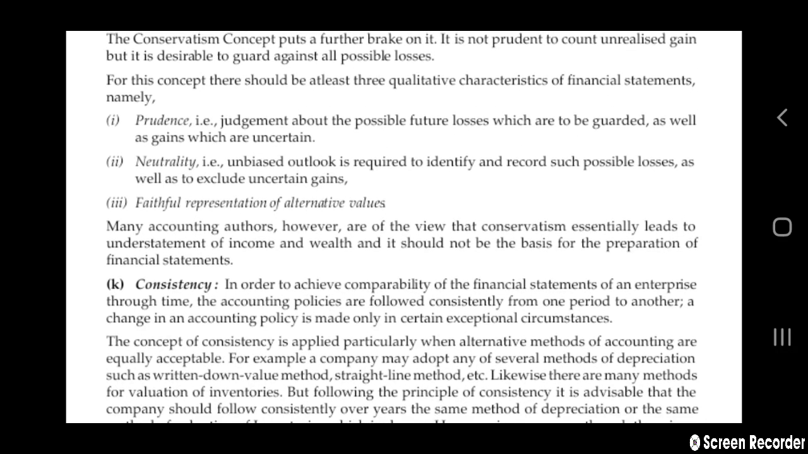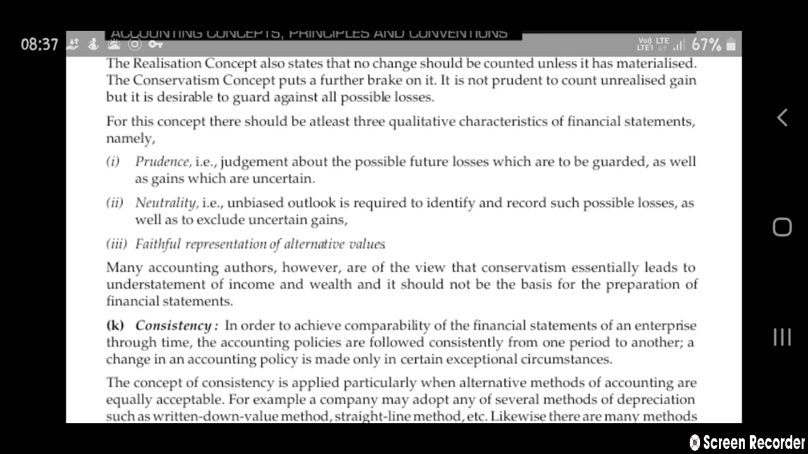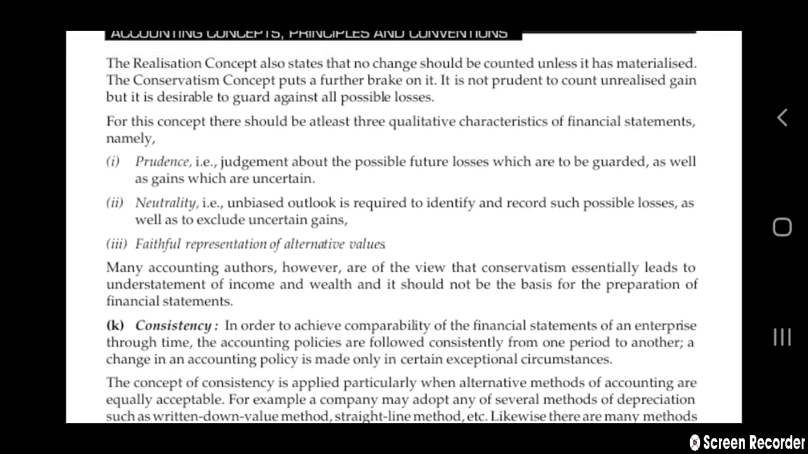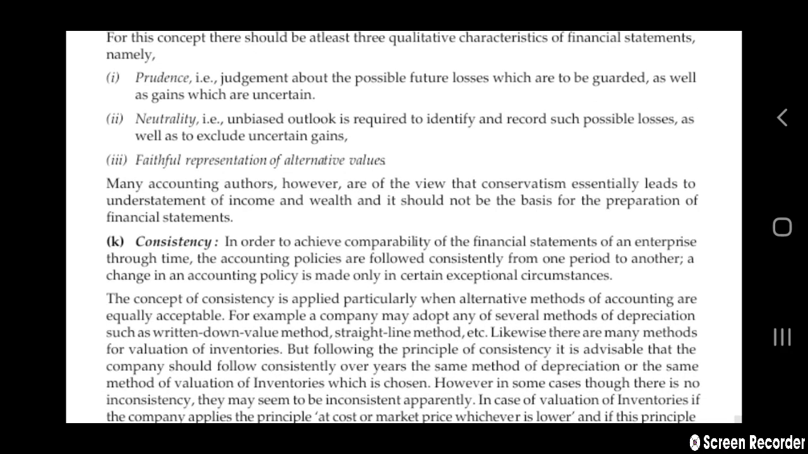For this concept, there are three qualitative characteristics in financial statements. The first one is prudence. They should have judgment about possible future losses. They should know which losses are to be guarded against, as well as which gains are uncertain.